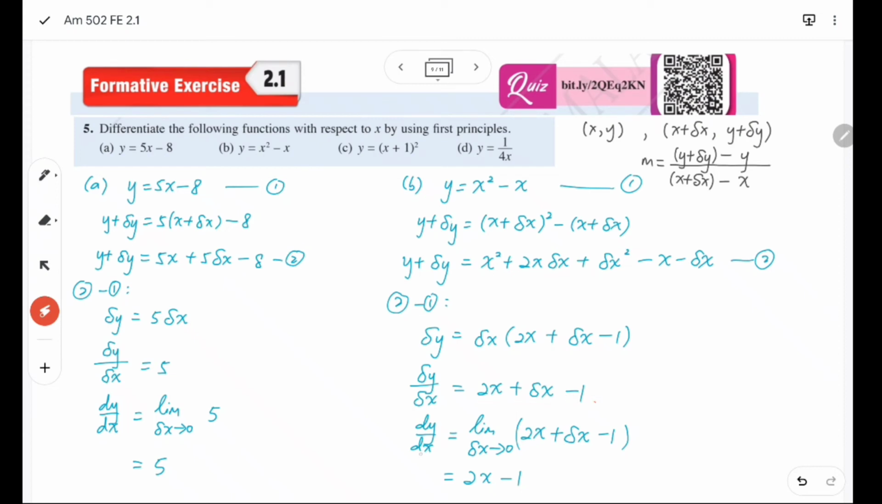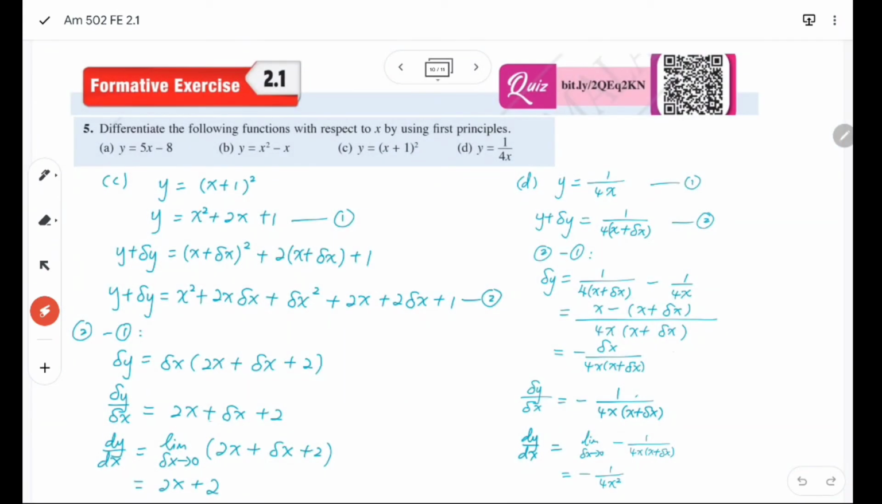dy dx equals the limit of del y over del x, which is 2x plus del x minus 1, for del x tends to 0. So when del x tends to 0, we get 2x plus 0 minus 1. So dy dx equals 2x minus 1.